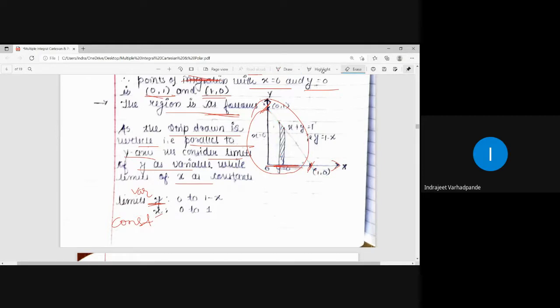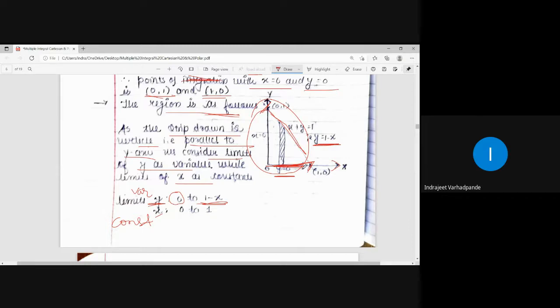Now see the lower end and upper end of the strip. The lower end of the strip is lying on the x-axis. What is the equation of the x-axis? y is equal to 0. So the lower bound for y will be 0. The upper end of the strip lies on the line x plus y is equal to 1. So y can be written as 1 minus x. So the upper bound of this limit will be 1 minus x. This is how we write down the variable limits for y. Now the remaining limits for x will be constant.